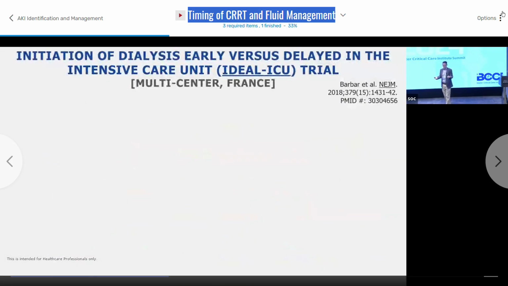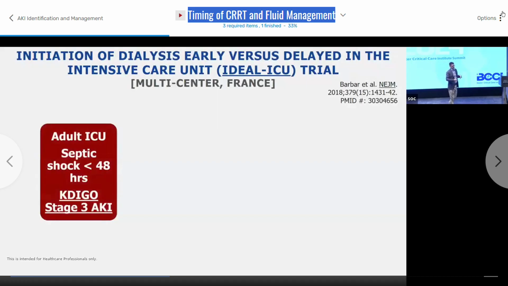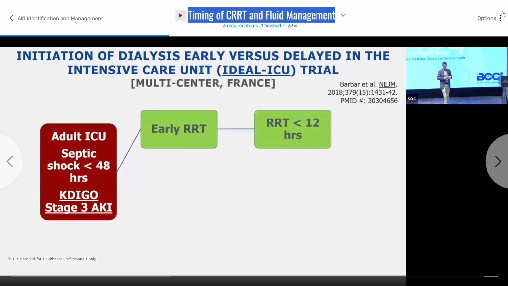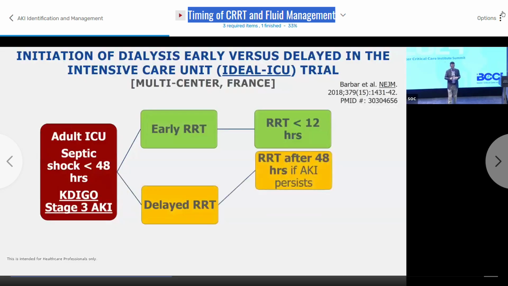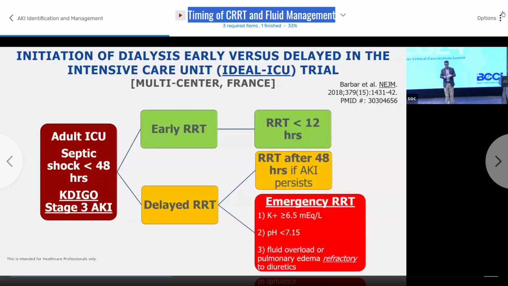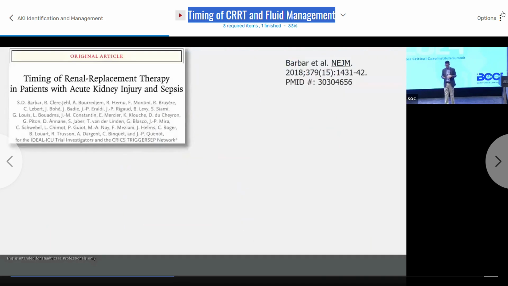All right. Another trial, the IDEAL-ICU trial, again, a multi-center trial in France. Again, KDIGO stage 3, so this is the waiting approach. They've already reached stage 3 criteria. They had to be in septic shock early in the hospital course, again, early versus delayed. You can see the breakdown here. Everyone has these emergency criteria where you get dialysis because we don't want you to die from a hyperkalemia situation.